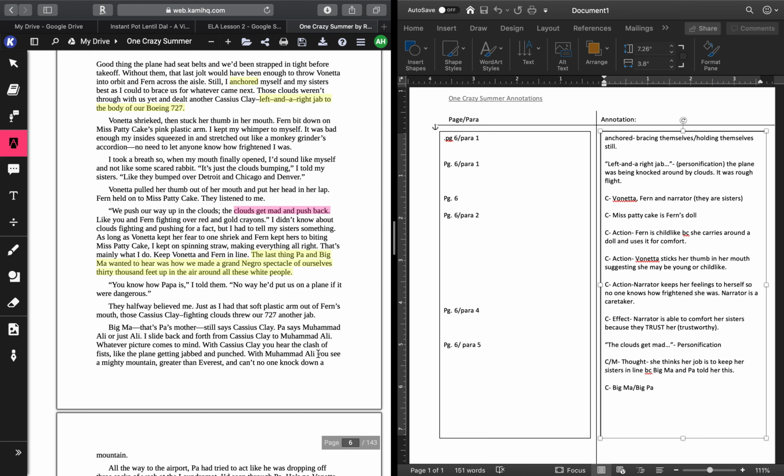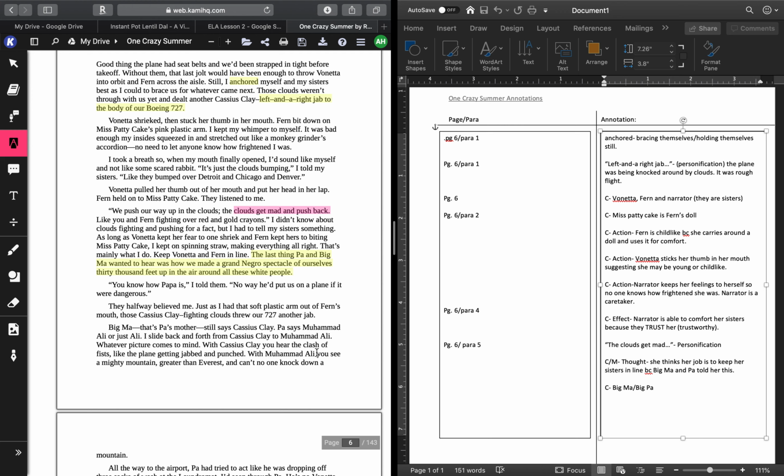Big Ma, that's Pa's mother, still says Cassius Clay. Pa says Muhammad Ali or just Ali. I slide back and forth from Cassius Clay to Muhammad Ali, whatever picture comes to mind. With Cassius Clay, you hear the clash of fists like the plane getting jabbed and punched. With Muhammad Ali, you see a mighty mountain greater than Everest, and no one can knock down a mountain.